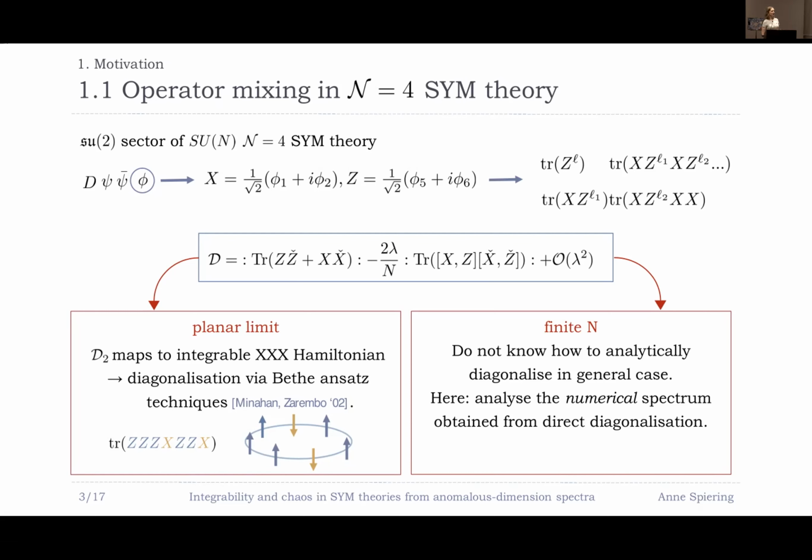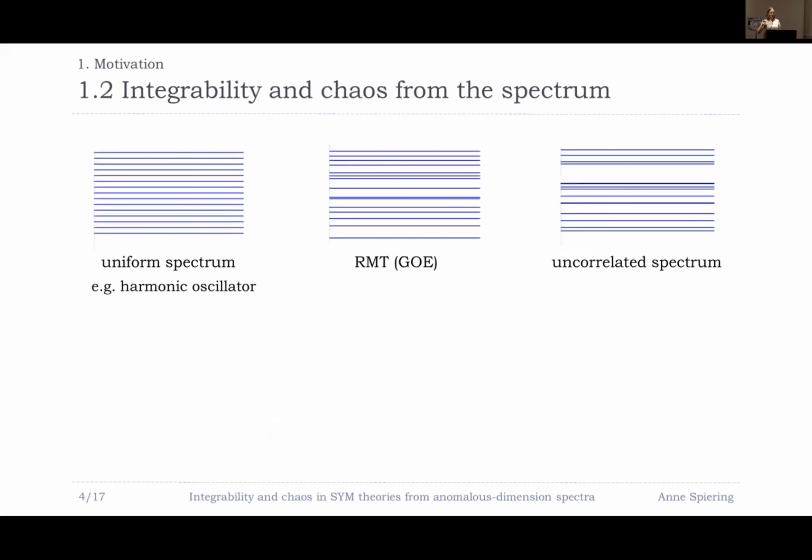And then the question is, can we actually learn something from these numbers? Can they tell us something about the underlying theory that we can't really get a handle on analytically just yet? In order to approach an answer to this question, let me discuss it a bit more broadly. For this, I have 3 spectra here. The first one on the left is just the spectrum of the harmonic oscillator. So here, all the energy levels are evenly distributed.